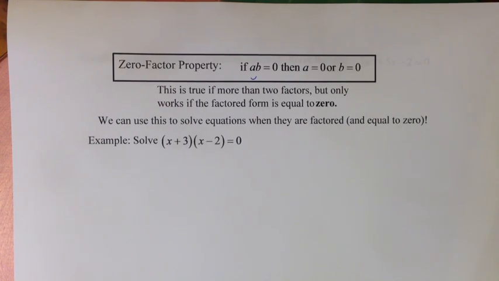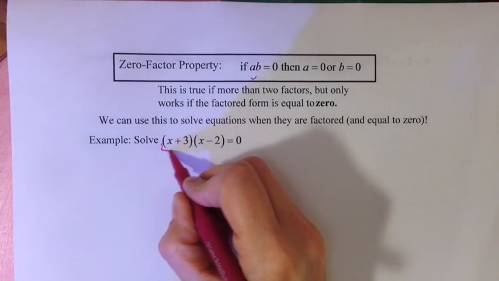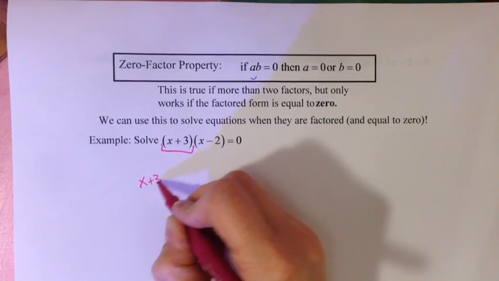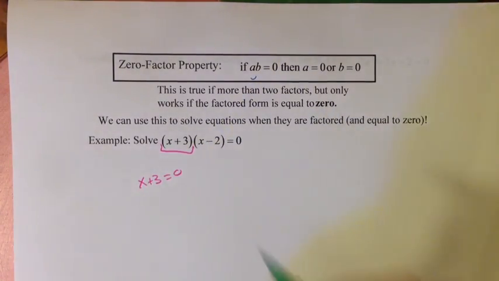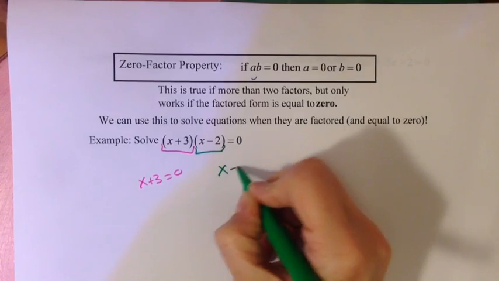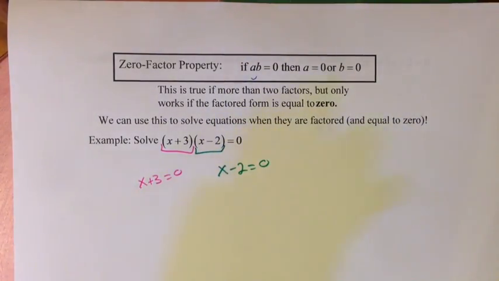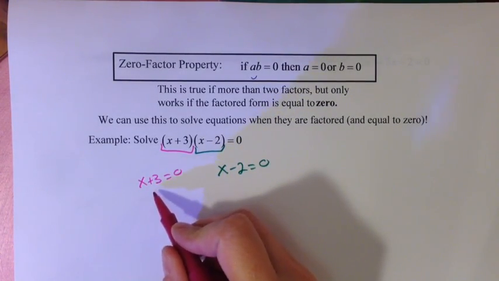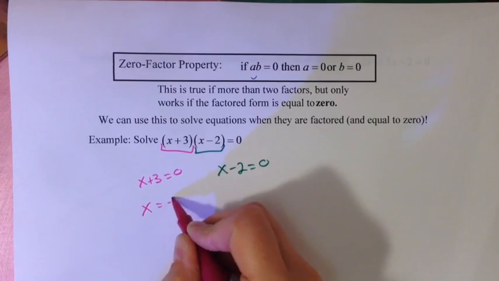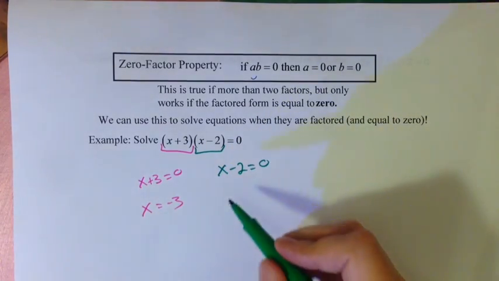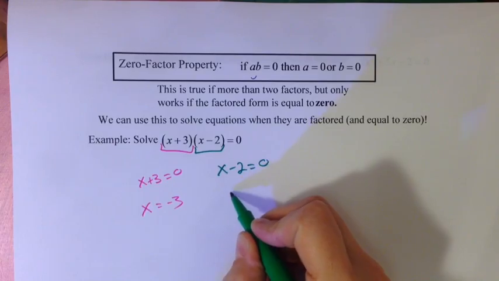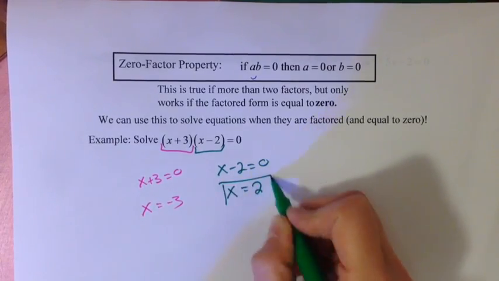So for example, let's go ahead and solve this equation. I have an already factored thing, x plus 3 times x minus 2 equals 0. Now, if I multiply two things together and get 0, that means that one of the two things had to be 0. So either x plus 3 equals 0, or x minus 2 equals 0. This breaks down into two little equations. Now, I can solve both of those pretty easily. If x plus 3 equals 0, I subtract 3 from both sides to get x equals negative 3 as one of my answers. And if x minus 2 equals 0, I add 2 to both sides to get x equals 2 as my other answer.